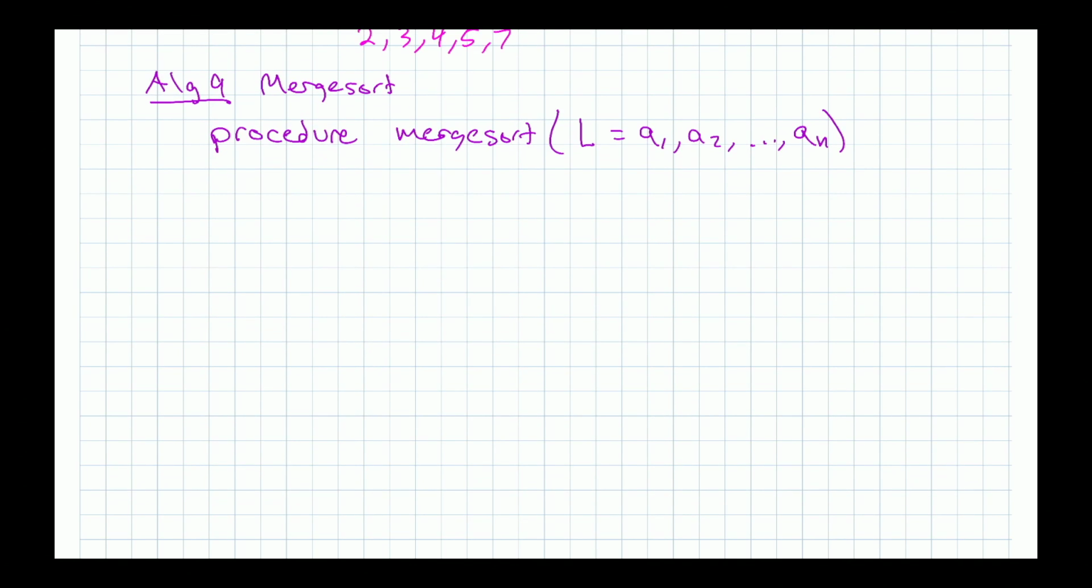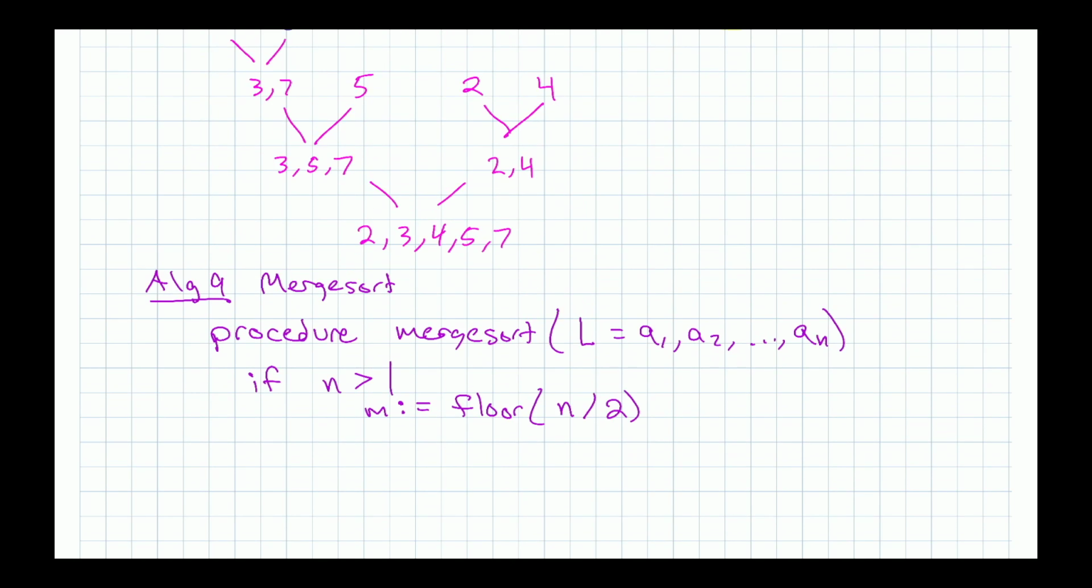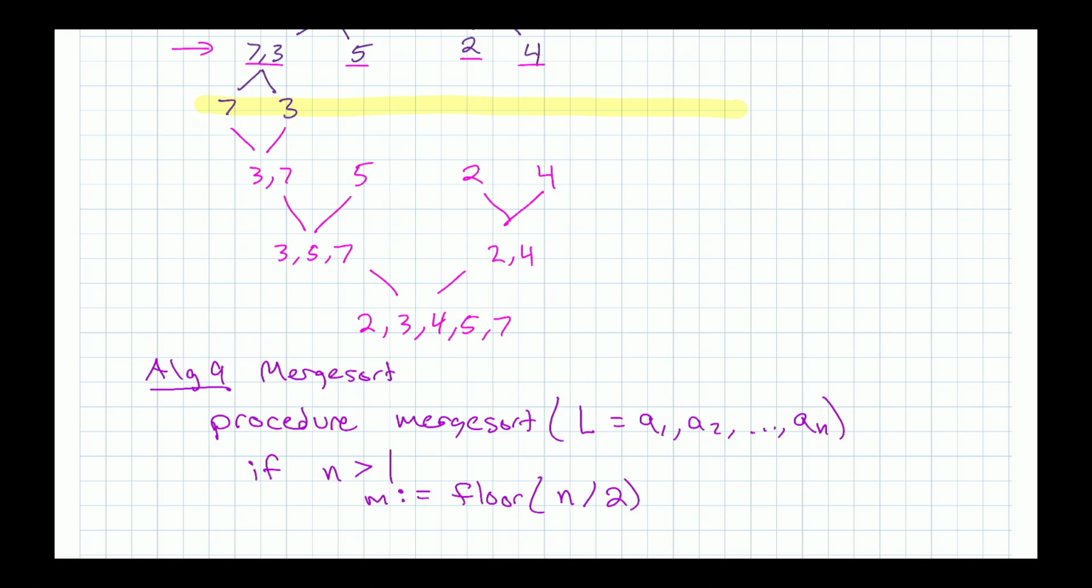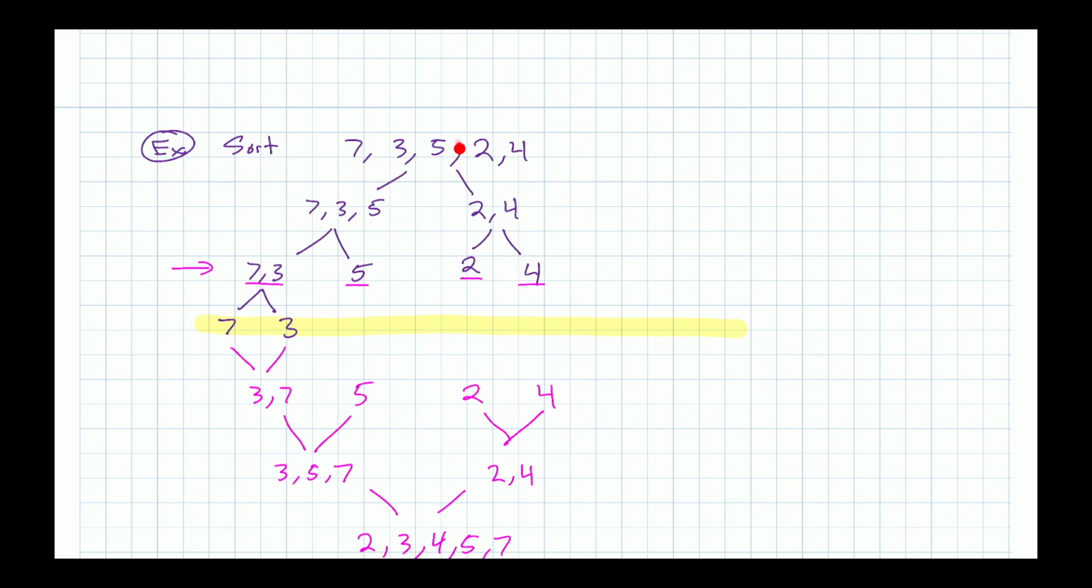So it's going to say if n is greater than 1, right? You only do something if you've got more than one element in your list, because if you only have one element in your list, it's already sorted. So if n is greater than 1, m is going to be the floor. I'm going to write the word floor, but they use the symbol, n over 2. So what that's calculating is basically where to cut this off, like 7, 3, 5, 2, 4. Where's half?